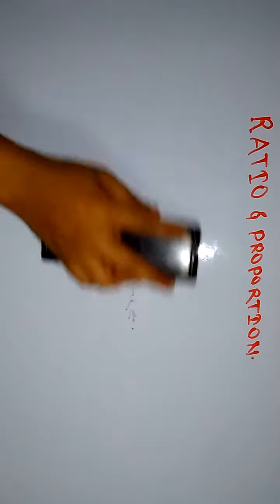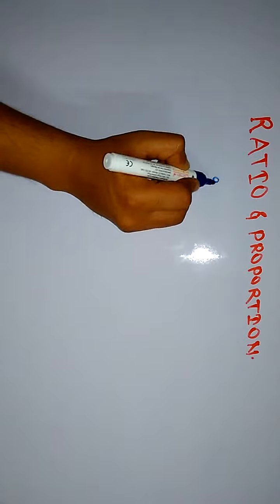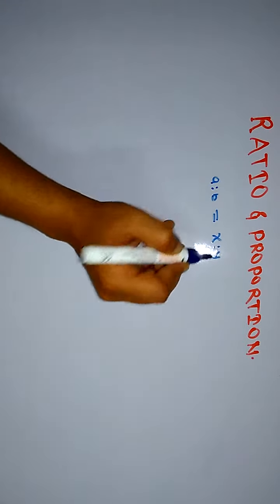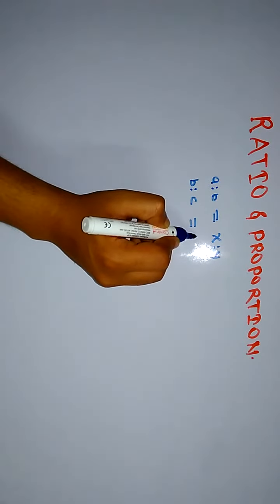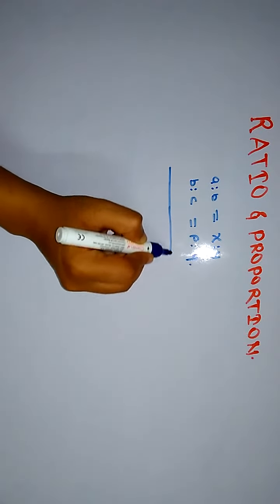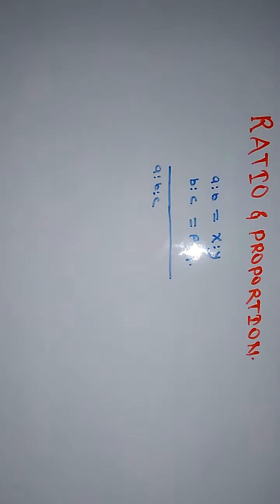Okay, and there is a shortcut, a trick for calculating a ratio, and that is, suppose it is given that a by b equals x is to y and b is to c equals p is to q, and it has been asked in the question that you have to calculate what a is to b is to c. So how will we proceed?